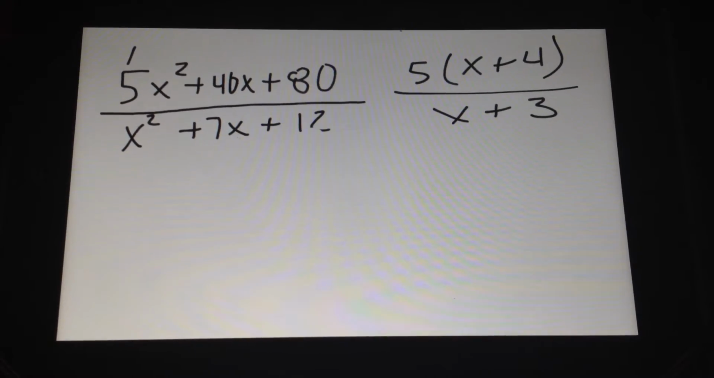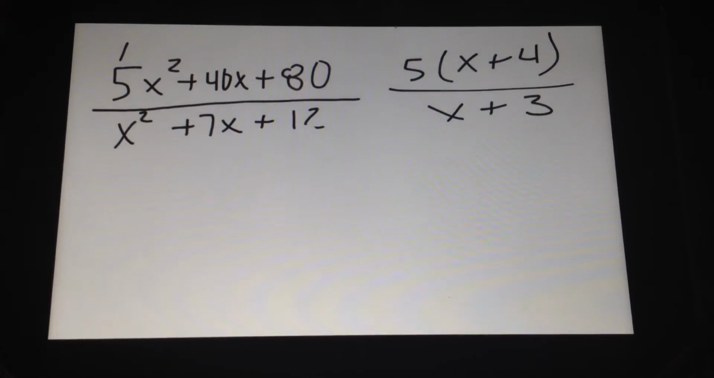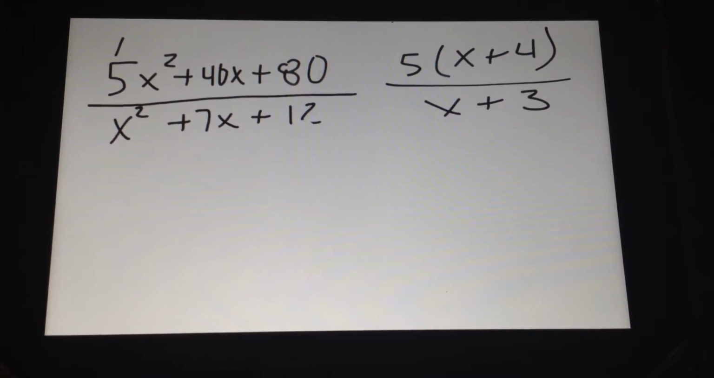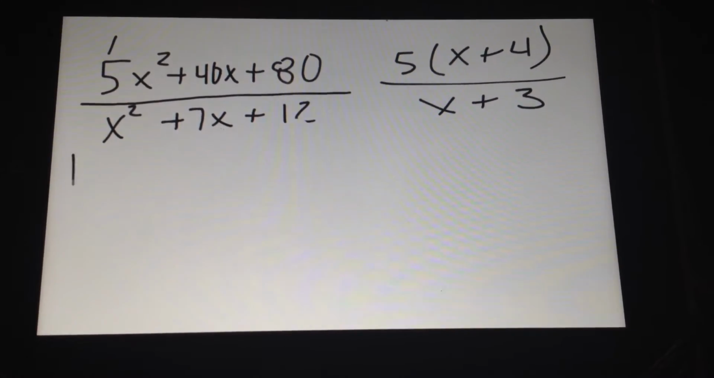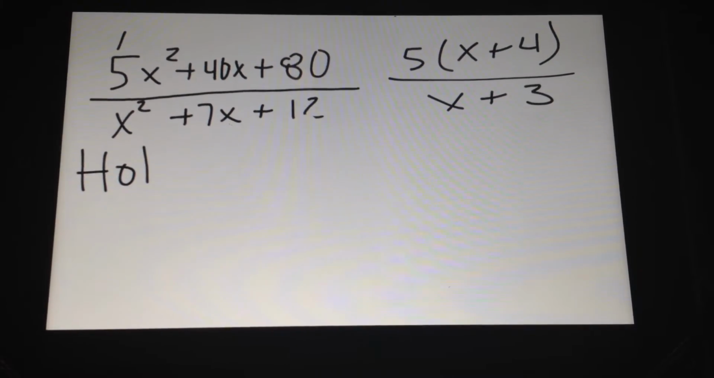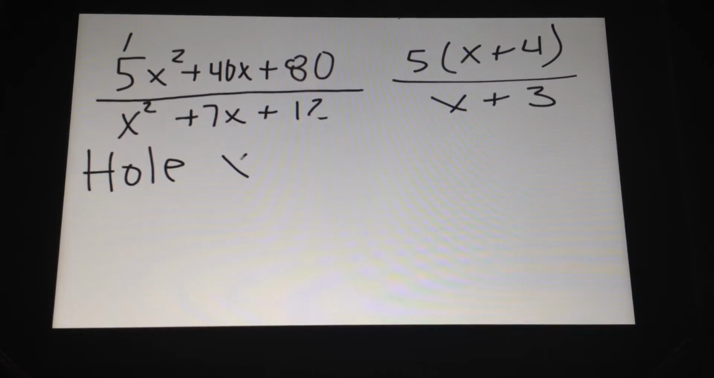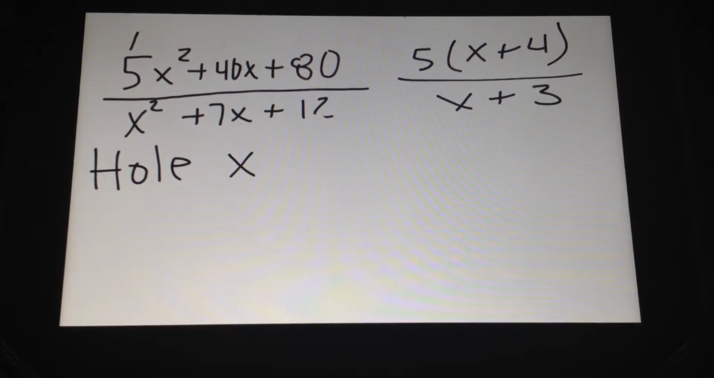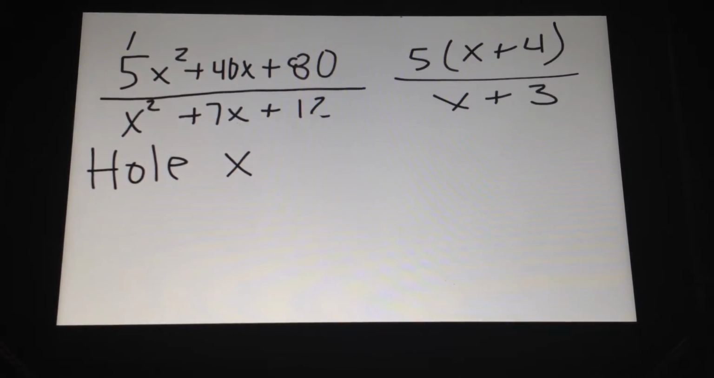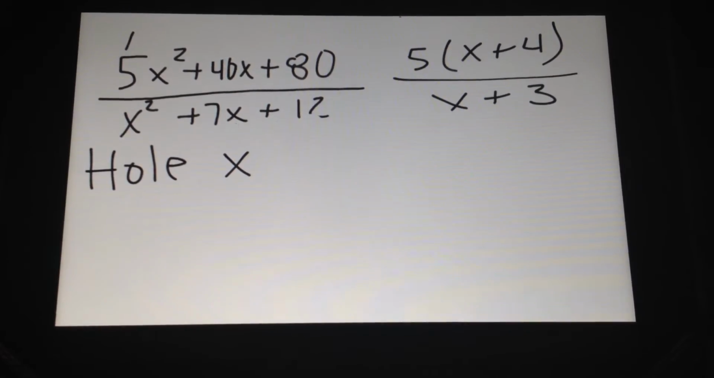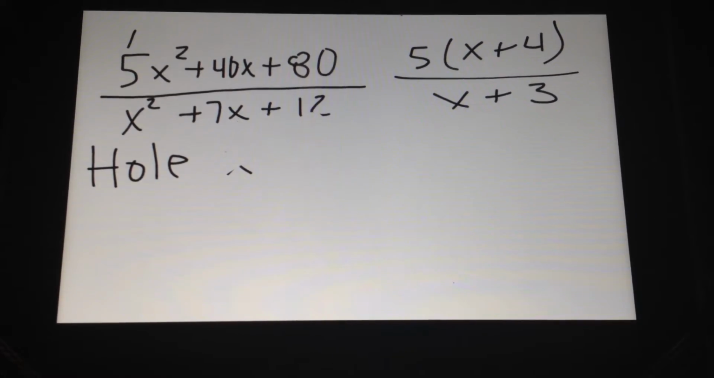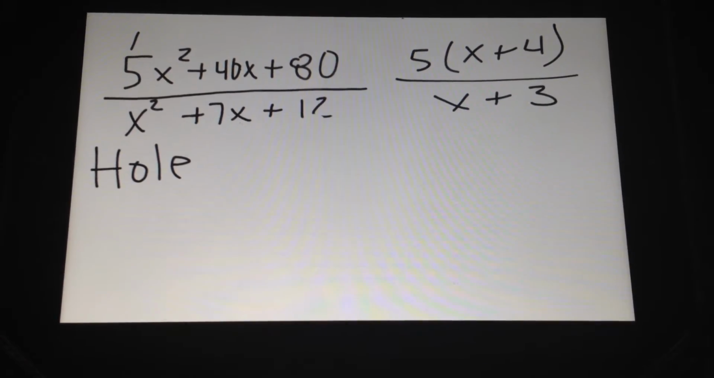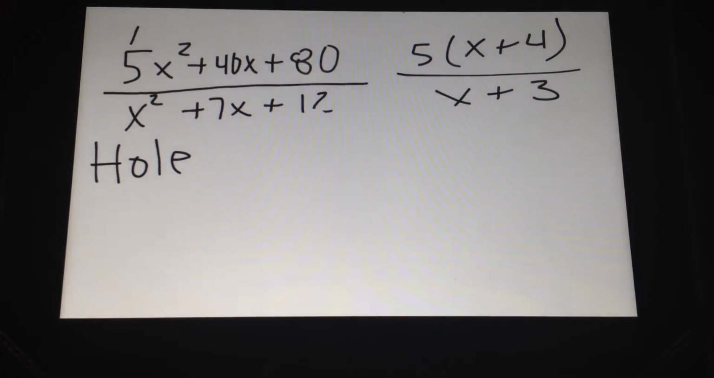Now these two functions are exactly the same. One's in standard form, one's in factored form. Now we already said that the hole was at x plus 4, which makes it x. Well, the hole would be at negative 4, because it's whatever makes that equal to 0. So the hole is negative 4.